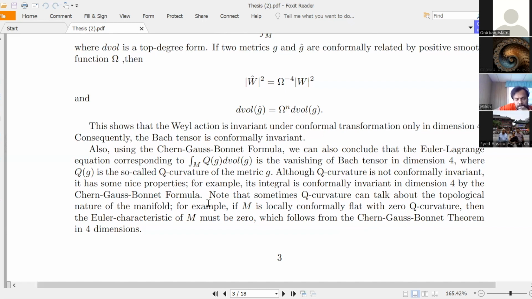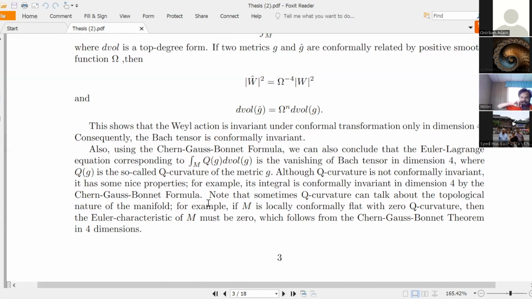Sorry, I have a question. Please. So you are considering integration over a Lorentzian manifold or a Riemannian manifold in this Q curvature equation? Integration of Q curvature over M. Let's say this statement is true for Riemannian manifolds. This statement is false for Lorentzian signature. It's a very good point. Okay, so Lorentzian is not true.